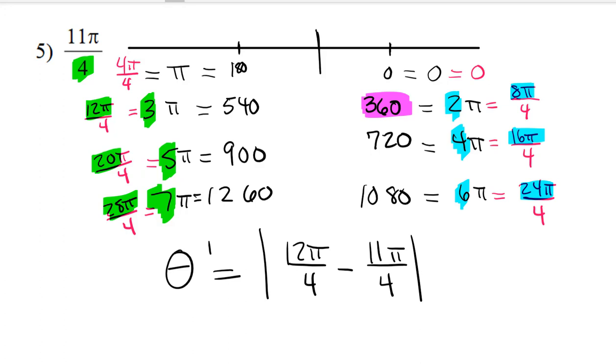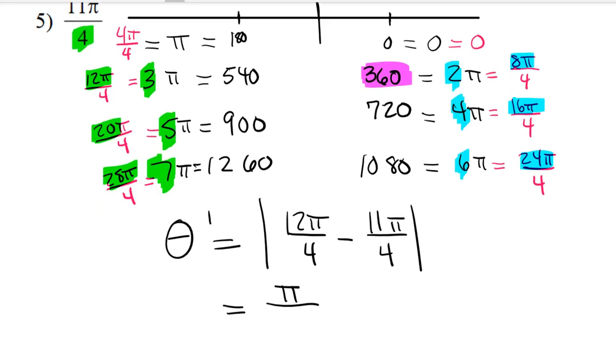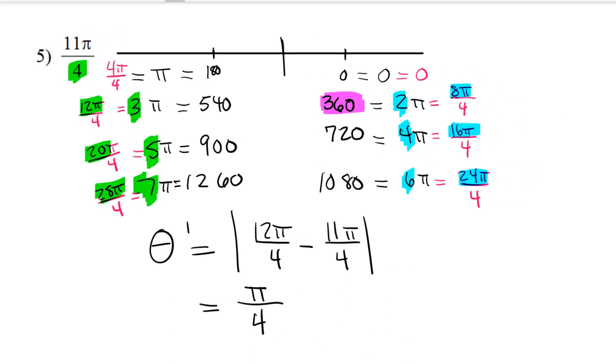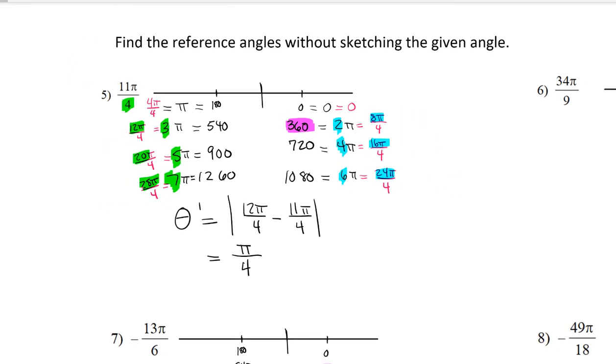When we do that calculation, we come up with 12 pi minus 11 pi gives us 1 pi, and we don't have to write a 1 in front of it, because that's what we do in math. So we'd get 1 pi over 4. All right, so that's how you do that. It's just that simple. So that's example number 5. Now we're going to apply that same principle, so let's take a look at example number 6.